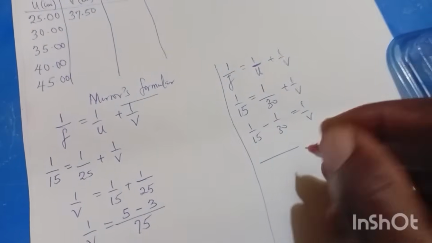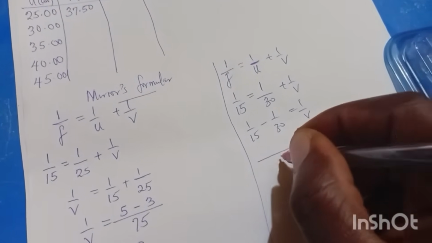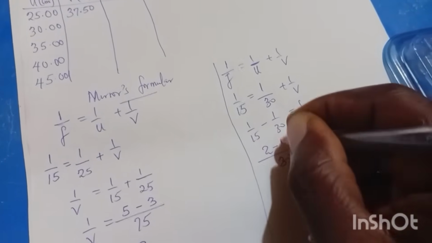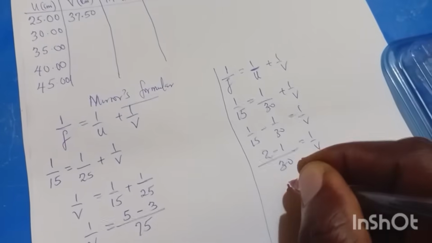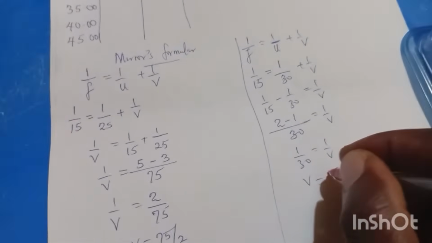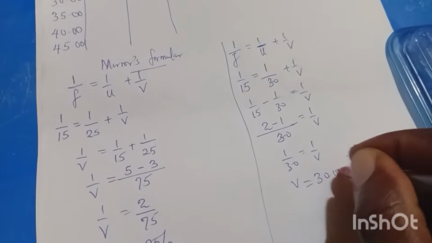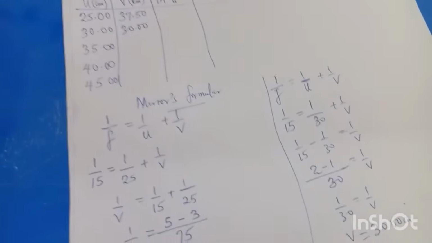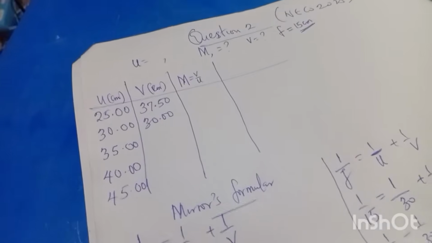You also try the rest and put the answer in your comment box for me to help you to confirm. So 15 and 30, that is 2 minus 1 over 30 equals 1 over v. At the end of the day, I'll have 1 over 30 equals 1 over v. Finally, v equals 30 centimeter. So the rest, just try the rest and we move to the next thing.